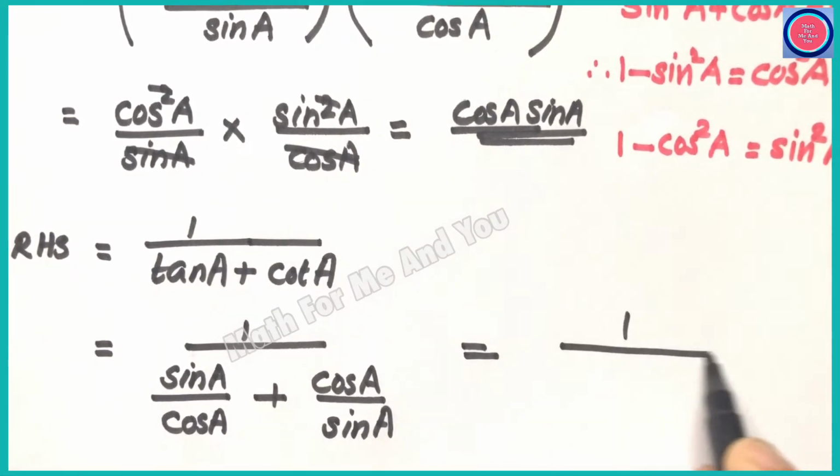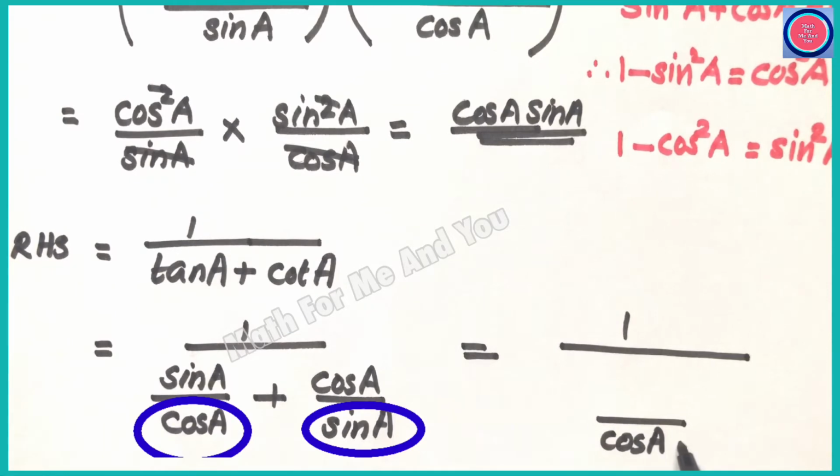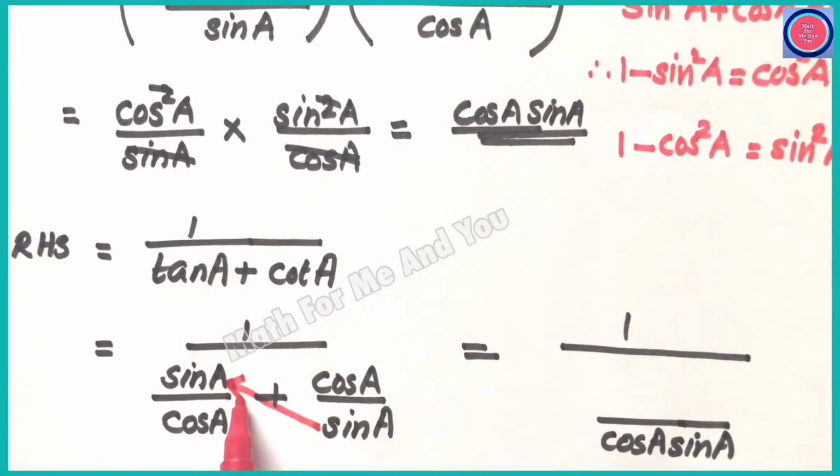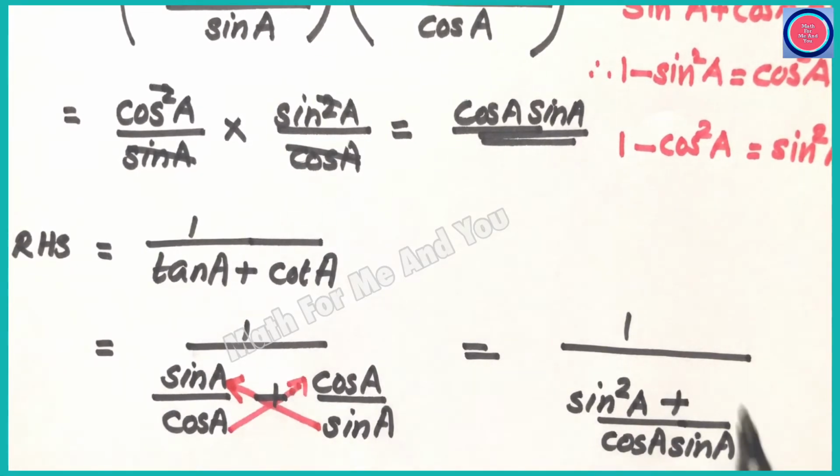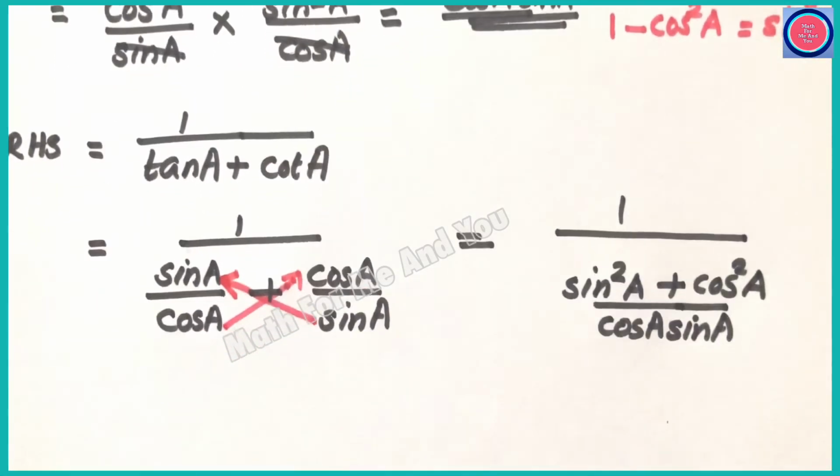Now we are going to add the two fractions. What is the common denominator? The LCM, which is cos a times sin a. Cross multiply to get the numerators. Sin a times sin a is sin square a, plus cos a times cos a is cos square a. So we get sin square a plus cos square a divided by cos a times sin a.